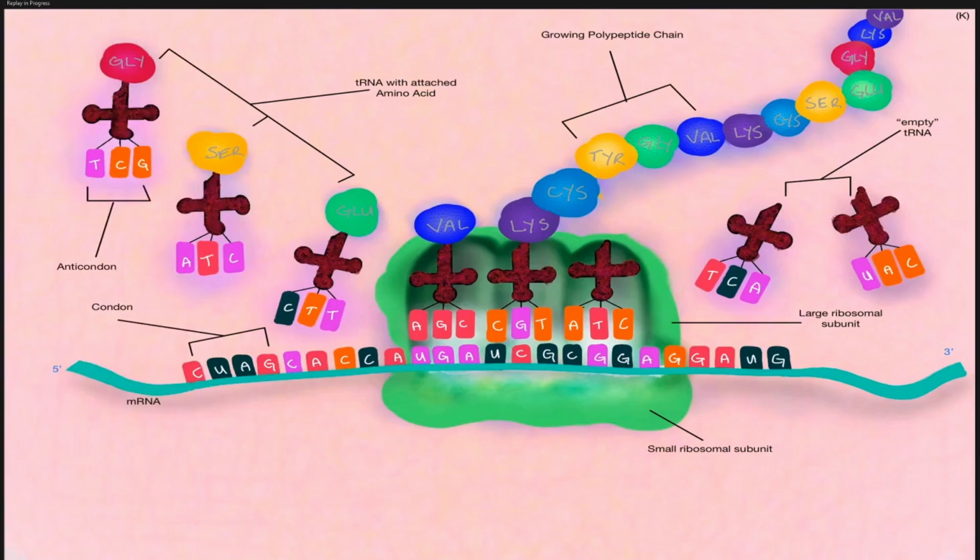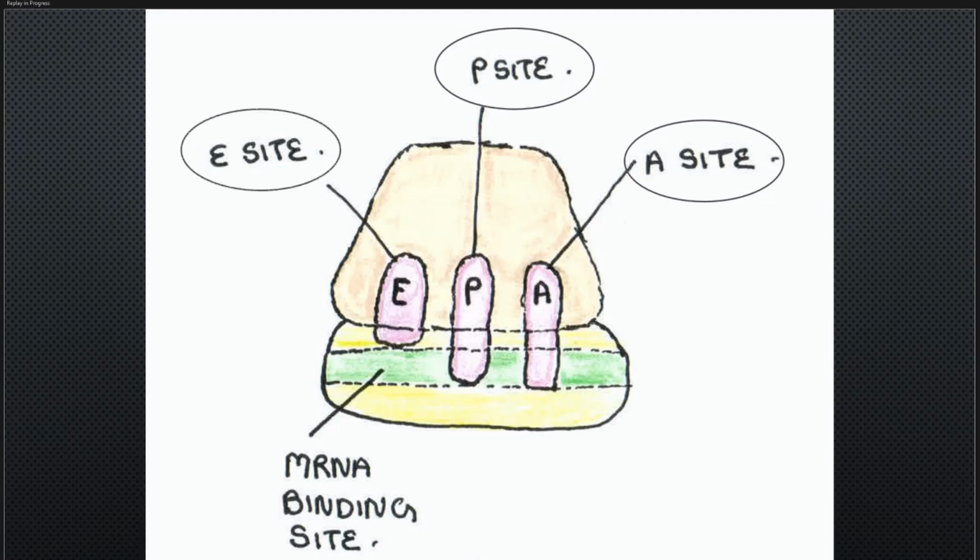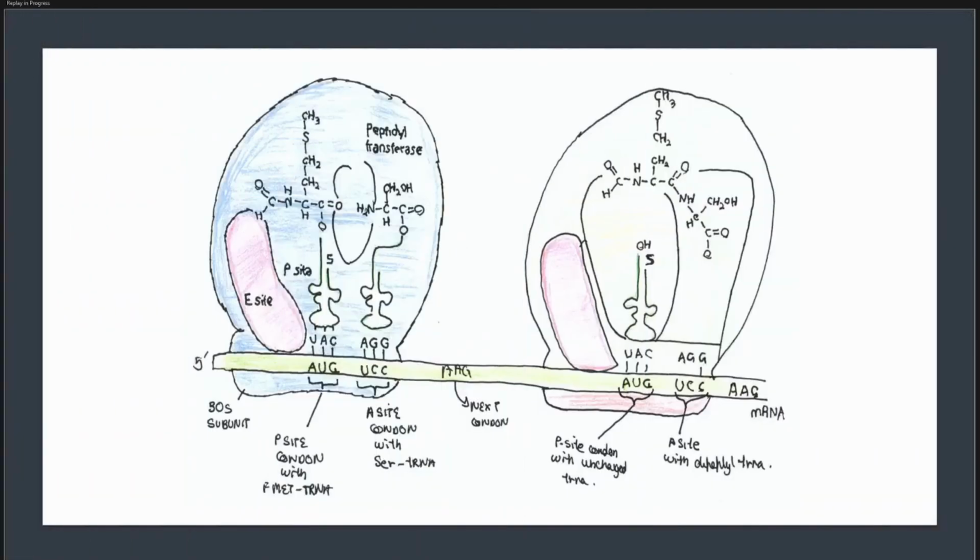Elongation describes when tRNAs are fed through the ribosome and their amino acids form peptide bonds. There are three sites: the aminoacyl site or the A site, the peptidyl site, the P site, and the exit site. The f-Met tRNA starts in the P site, and the next tRNA enters the A site.